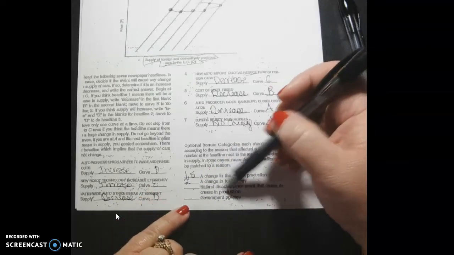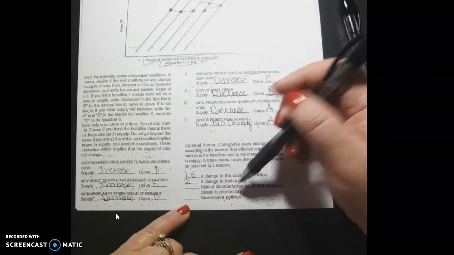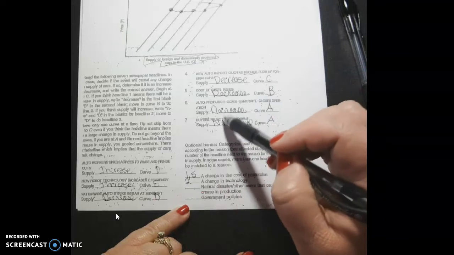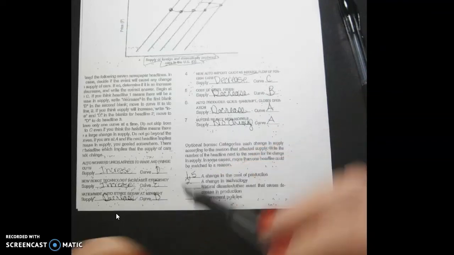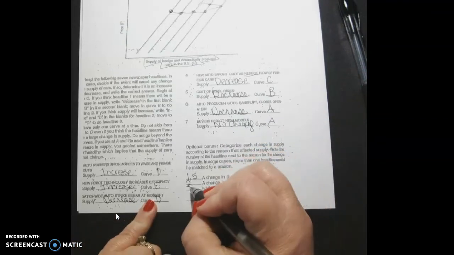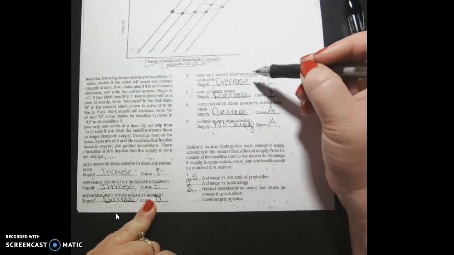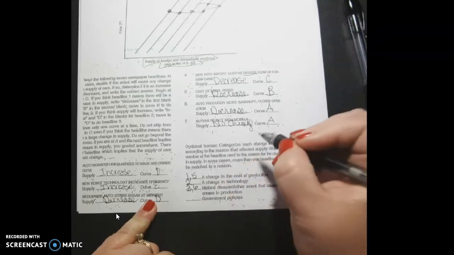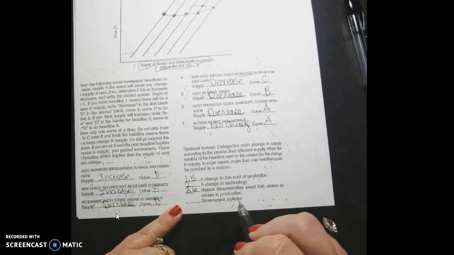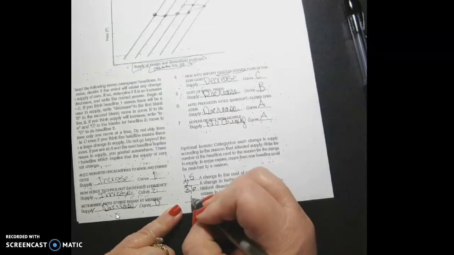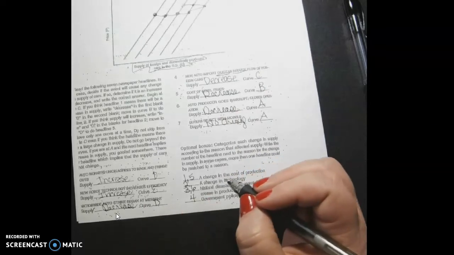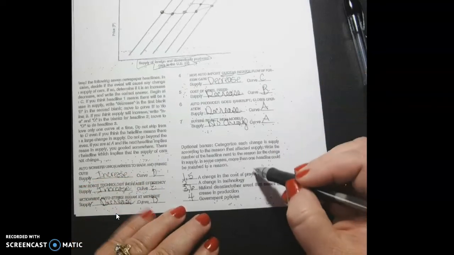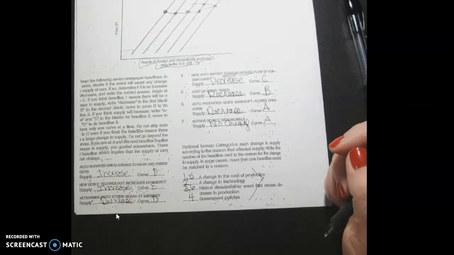Okay, natural disaster event that causes decrease in production. That could possibly be the strike, number 3. Okay, it could be going bankrupt, that auto producer, number 6. And last but not least, government policies. That would be the quotas, number 4. So these are changes that would affect the supply curve.